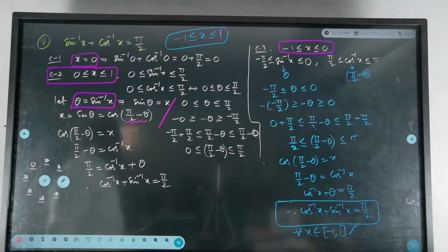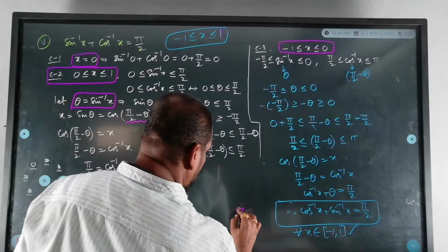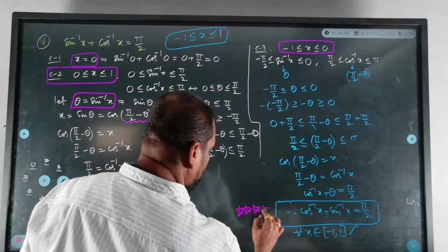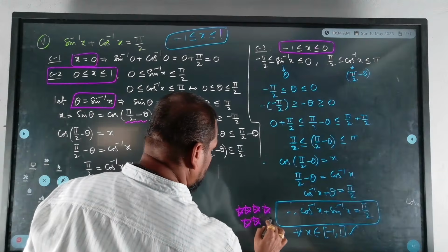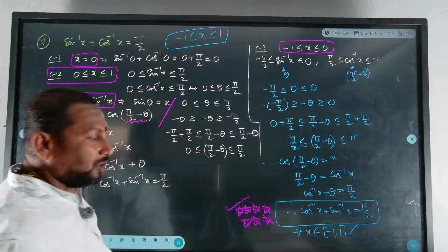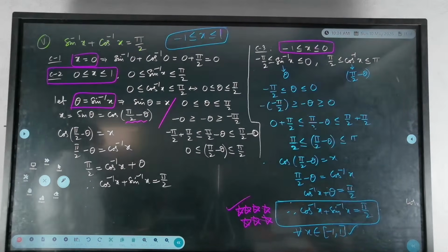So this is a very useful result. In almost all inverse trigonometry questions, we have to use this result: sin inverse x plus cos inverse x is equal to pi by 2.